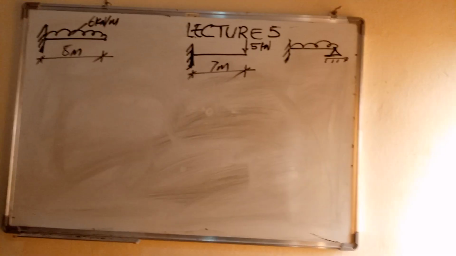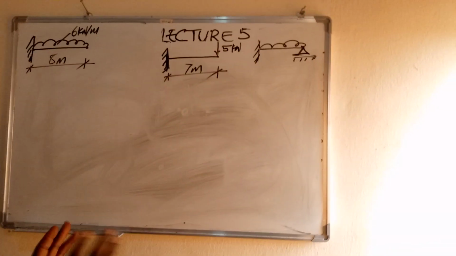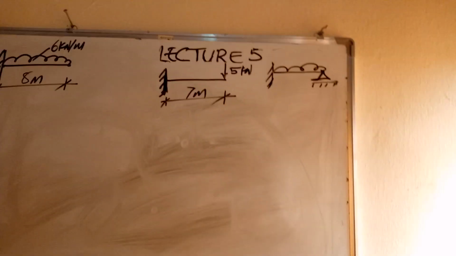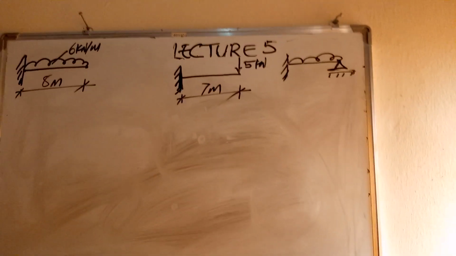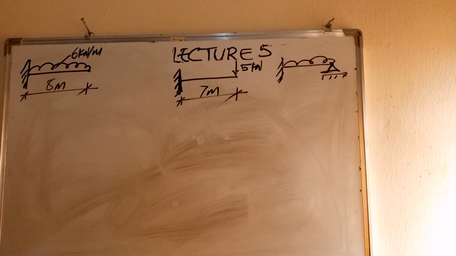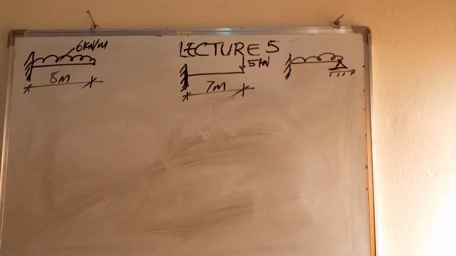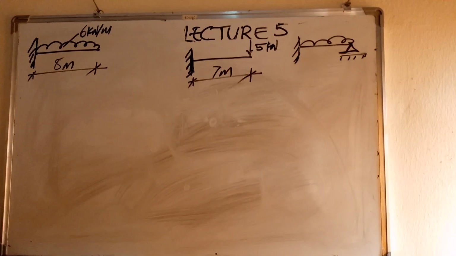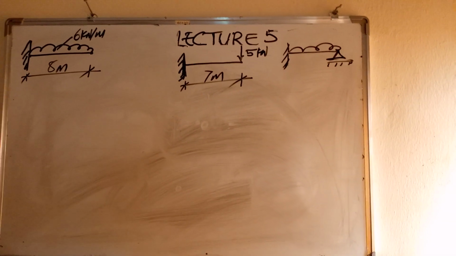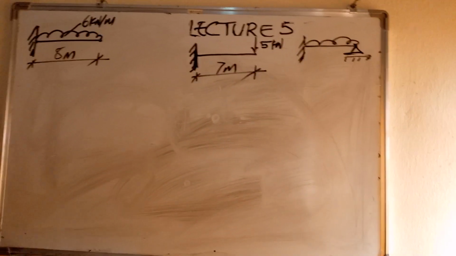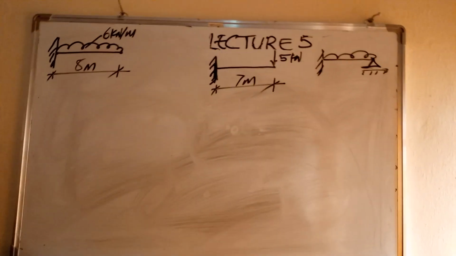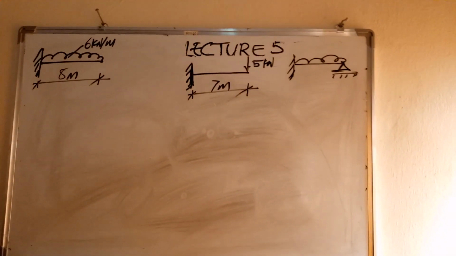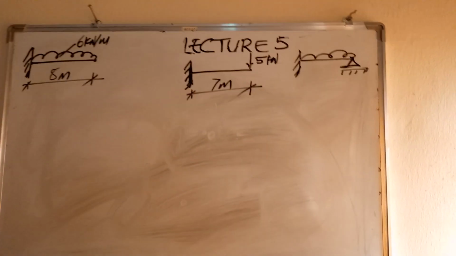So, continuing lecture 5, dealing with beams, simply supported beams that are variously loaded. This time we're looking at cantilevers. Cantilevers are beams that are supported at one end only. The other beams, the simply supported beams we have been dealing with, were supported on both ends.